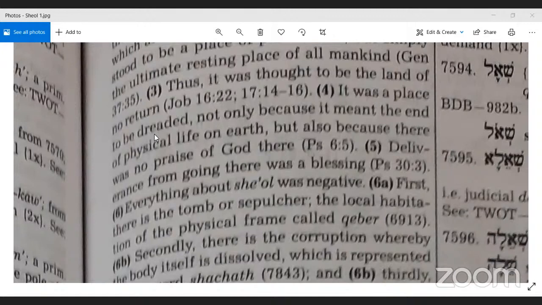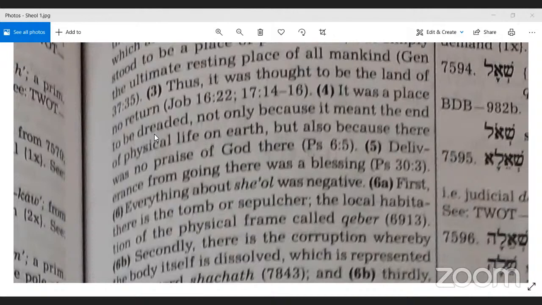It was a place to be dreaded. I disagree with that because I don't see any need to dread it. I don't feel any dread. So why would my ancestors feel dread if I don't? So this is part of the analytical process, right?